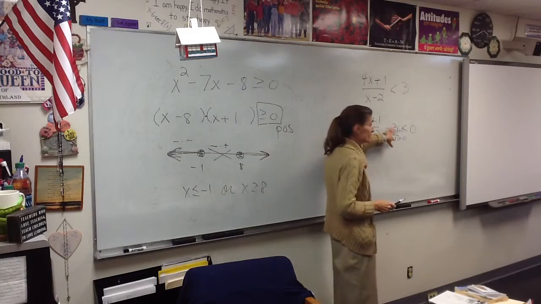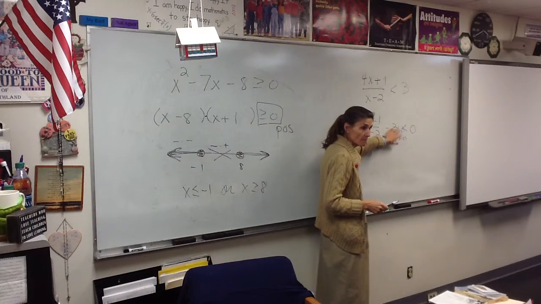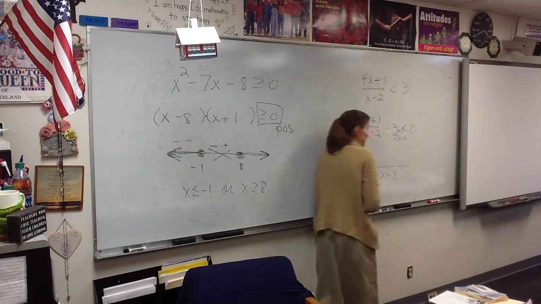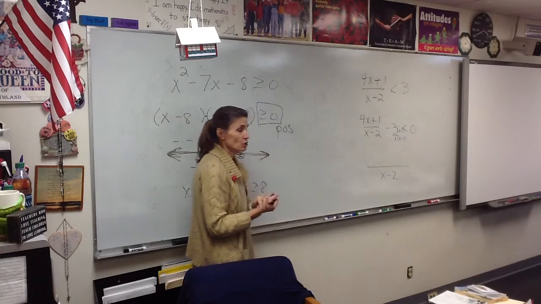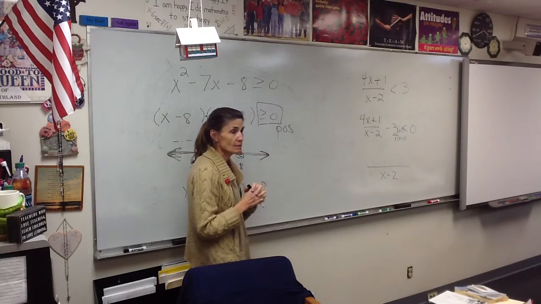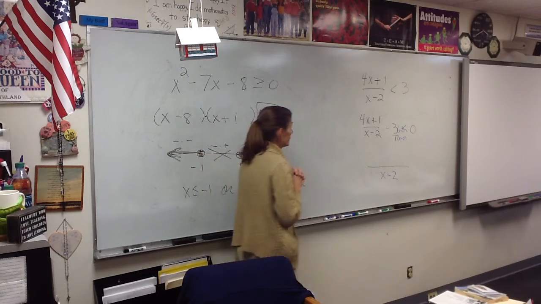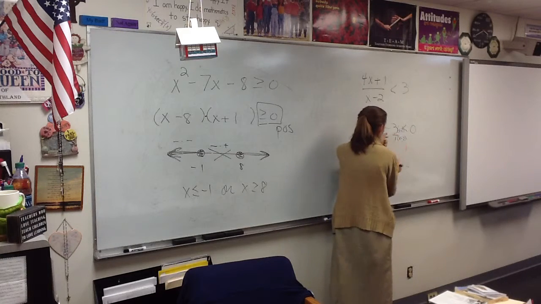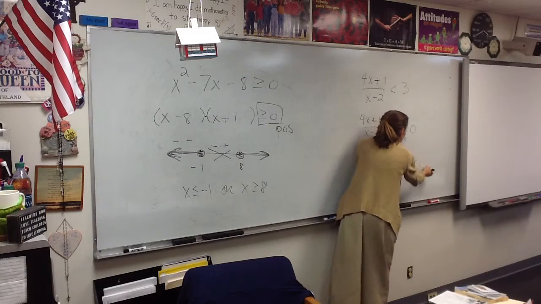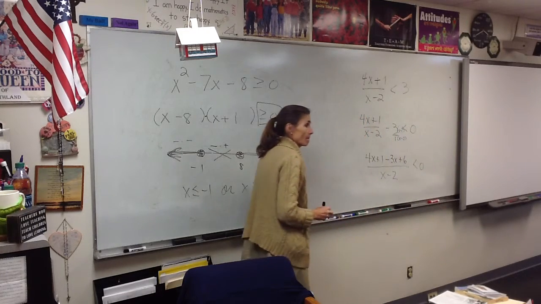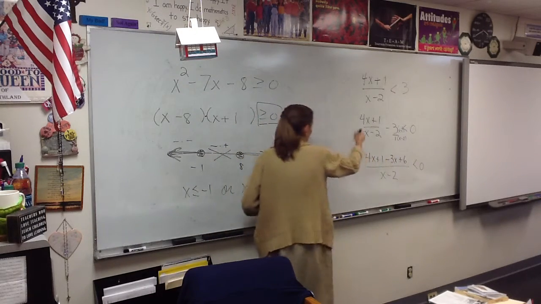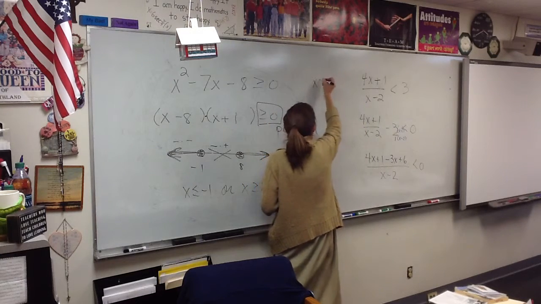So I just give this one an x minus 2 on the top and bottom. Now the denominators are the same. So I can write one fraction. As long as the denominators are the same, you can write one fraction. The numerators would be 4x plus 1, now be careful here, minus 3x plus 6. So I can make that cleaned up a little bit. That would be what? X plus 7.